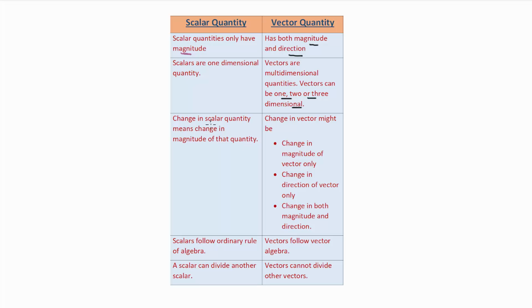Now change in scalar quantities means change in their magnitude only. But change in vector quantities might be change in their magnitude, change in the direction of vector only, and it can be the change in both magnitude and direction. Now scalars, as we discussed earlier, follow ordinary rules of algebra, but vectors follow the rules of vector algebra. Scalar can be divided by another scalar, but as we discussed earlier, vectors cannot be divided by other vectors.